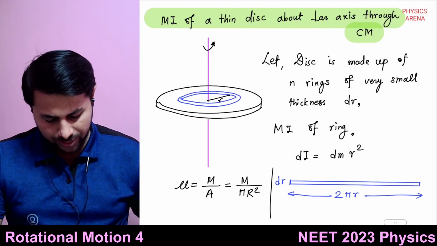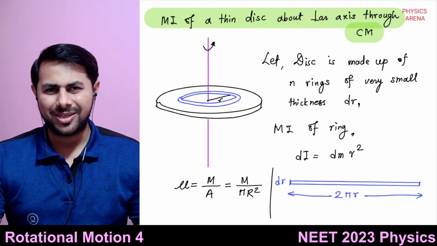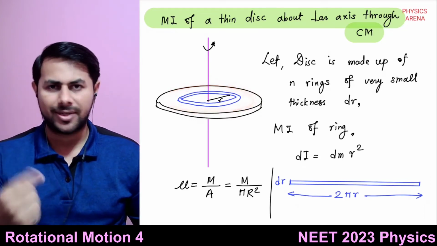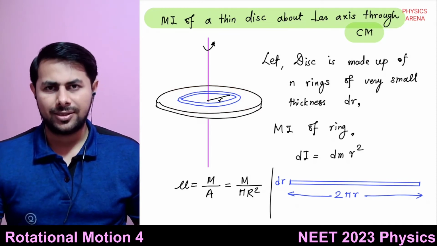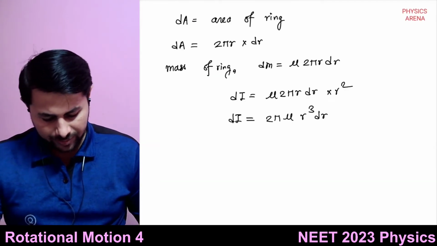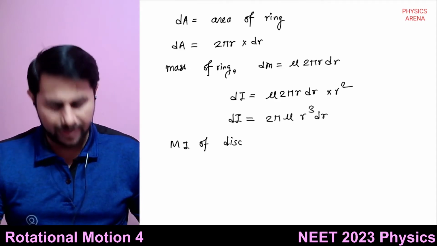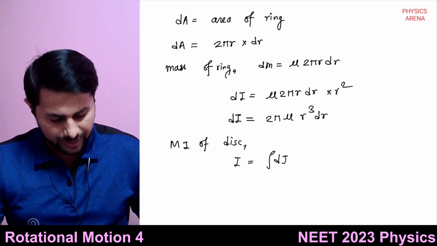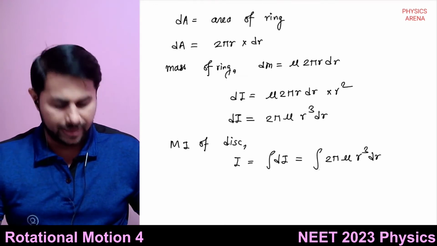So I want to find the moment of inertia of this disk. What's my strategy? I have broken this disk into small rings, rings of very small thickness. So if I connect all those rings, I will get the disk, right? So the moment of inertia of the disk will be the integral of this dI. I is equal to the integral of dI, so that is equal to the integral of 2 pi mu r cube dr.